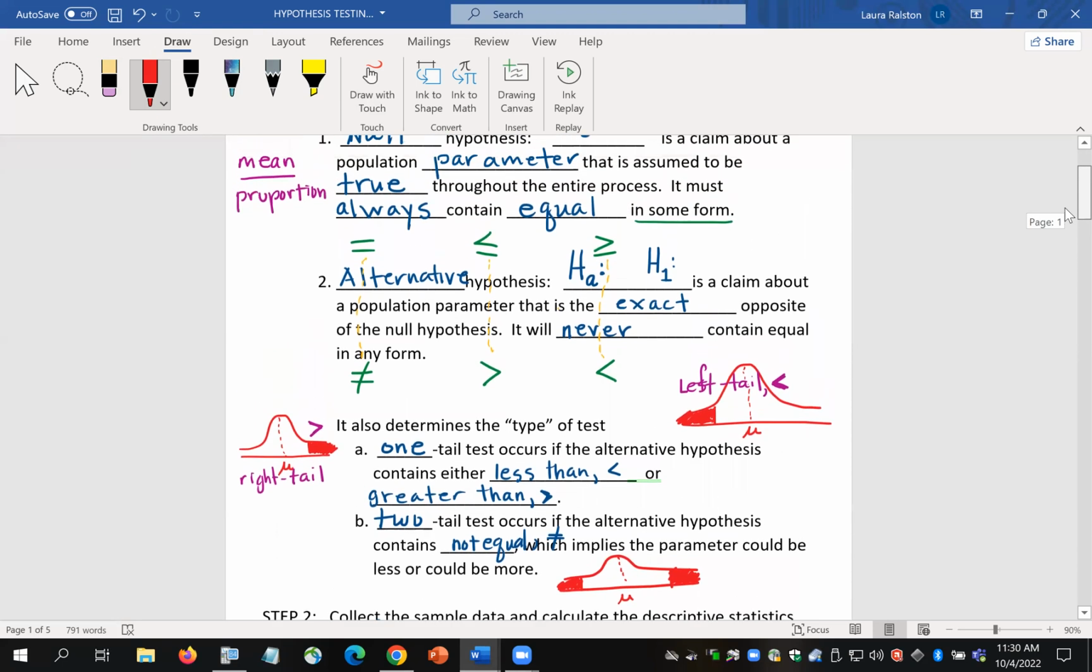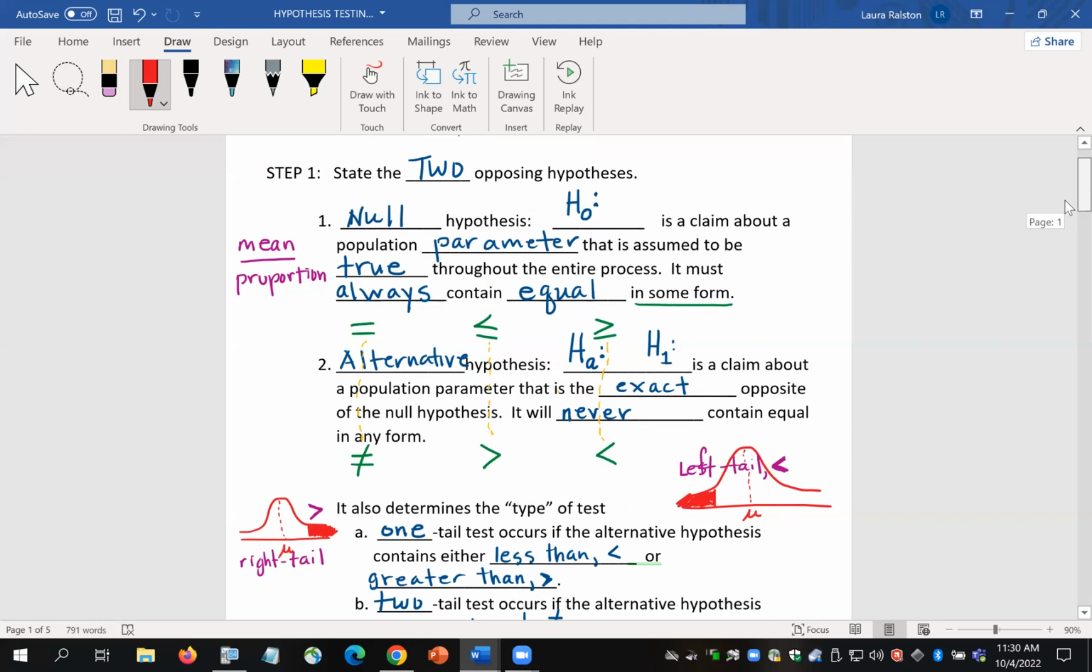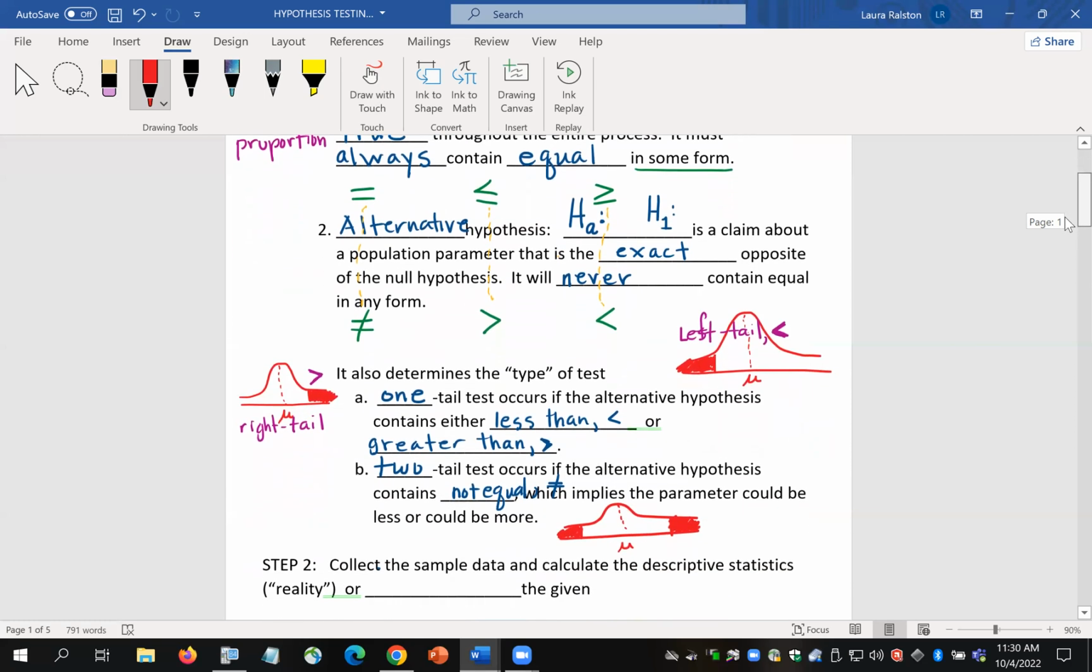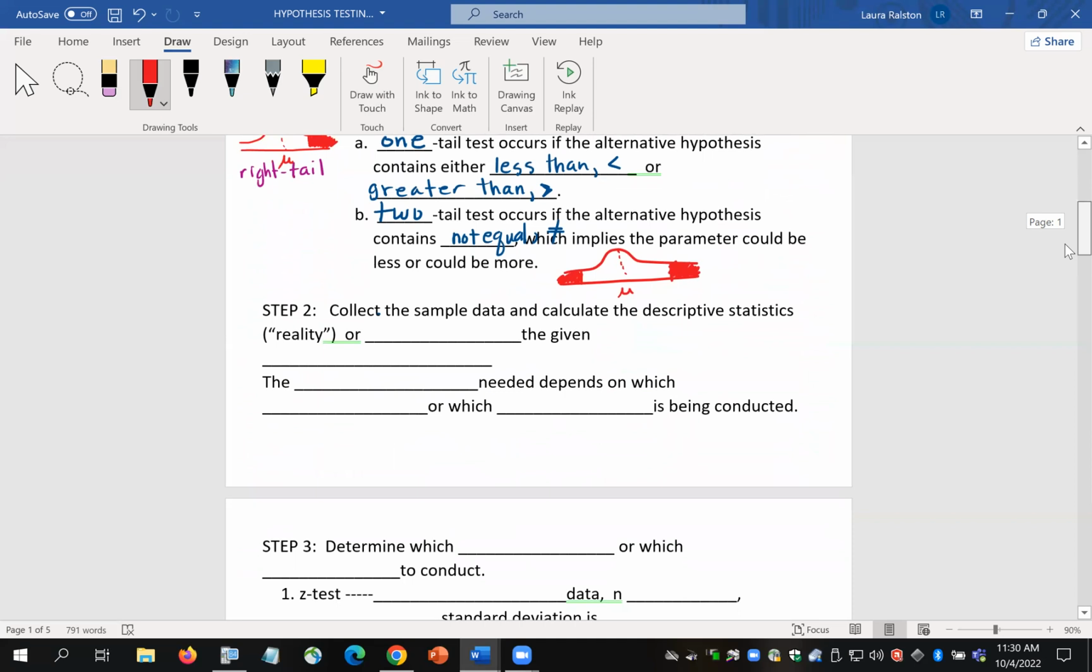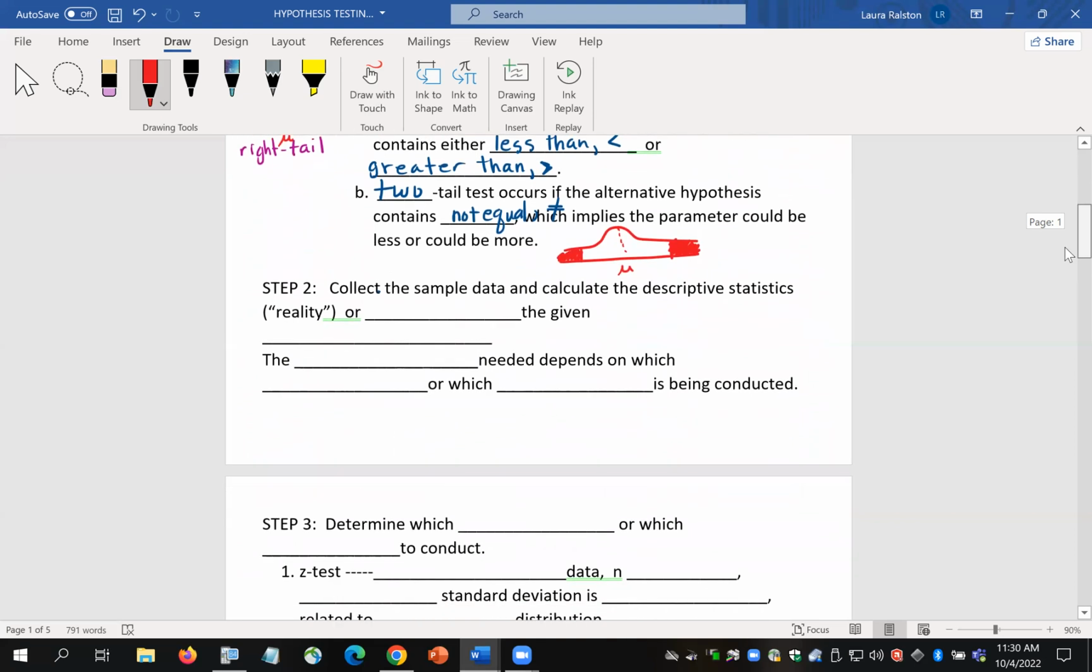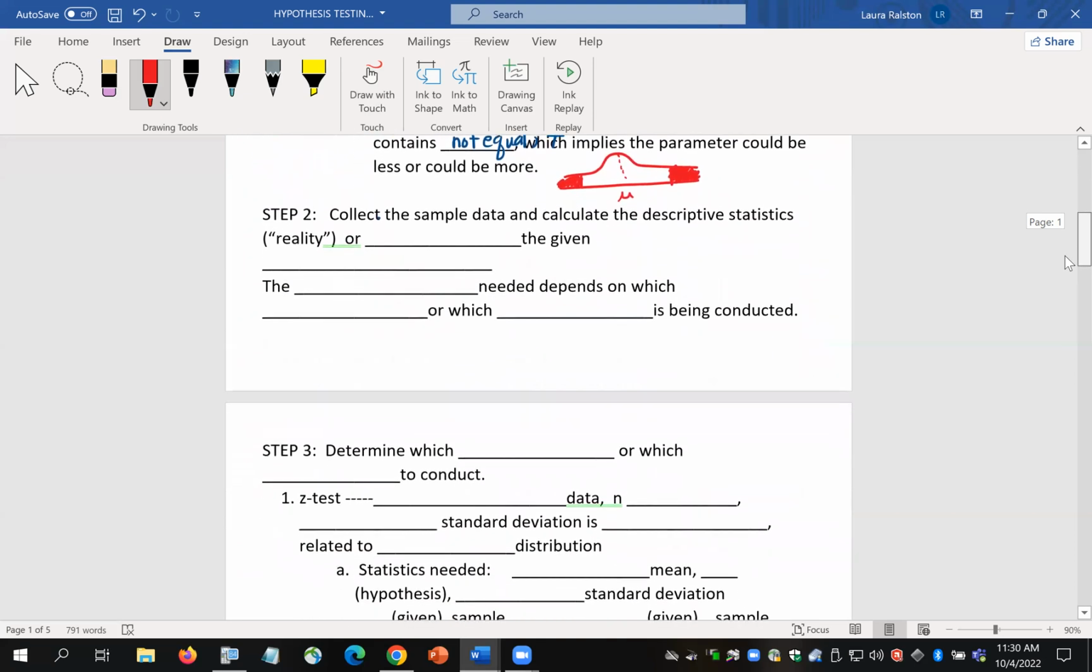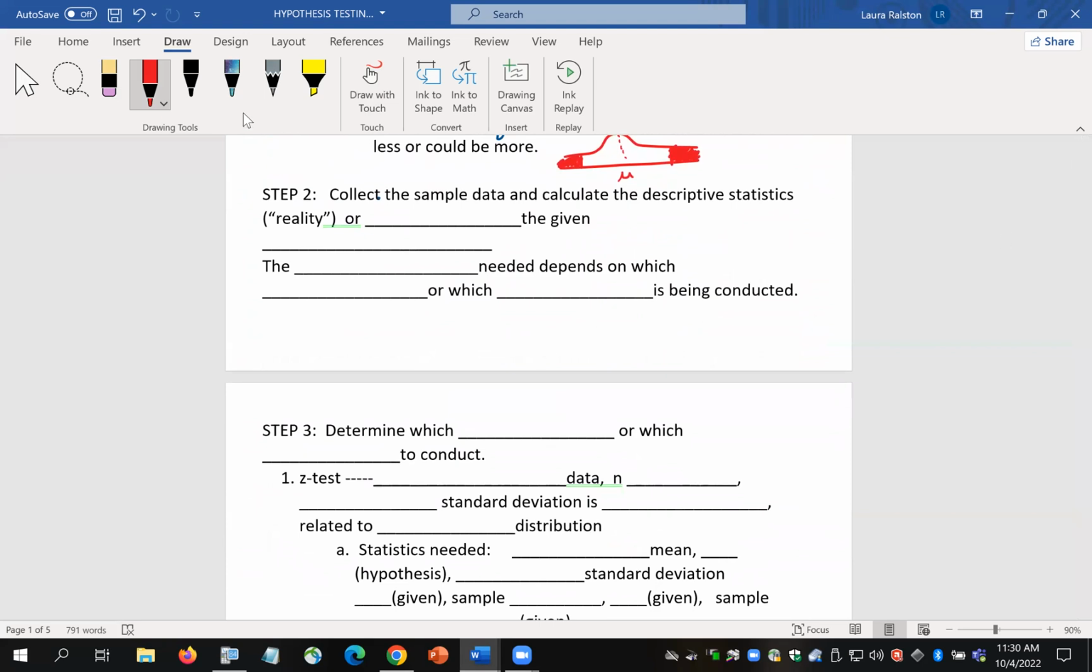Okay, so step one is to state the two opposing hypotheses. The null hypothesis will always and forever contain equal in some form and is assumed to be true throughout the process. The alternative hypothesis is the exact opposite of the null, and it determines what type of test you have, one tail or two tail. And again, that's important because it affects the calculations.